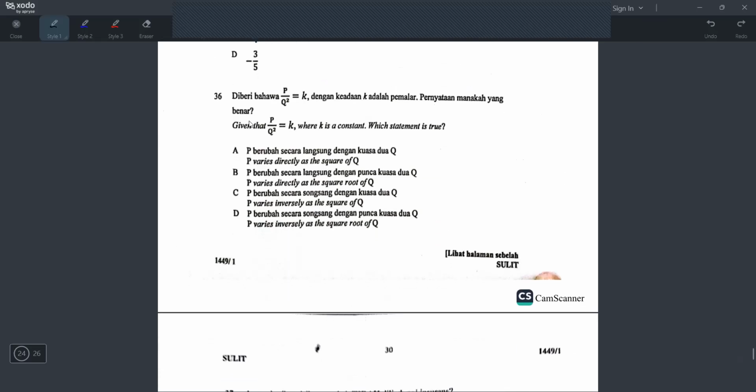Let's continue. 36. Given that P over Q square equals K, where K is constant, which statement is true? So everything they put varies directly, varies inversely. So this is variation, right? So P equals to the Q square, we can move it over, it becomes KQ square.